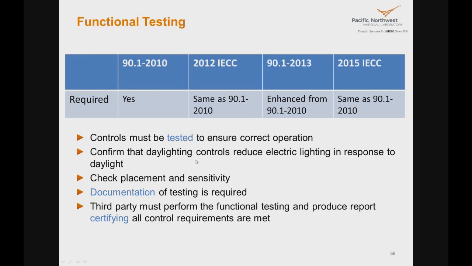It should be confirmed that the daylighting controls actually reduce electric lighting in response to daylight. Placement and sensitivity should be checked. The documentation of testing is required. In 2013, you're also required to put on your plans where the daylight areas are so that the code official can easily identify the daylight areas. And then there should also be third-party functional testing, and the third party must produce a report that certifies that all the control requirements were met. So these are some of the requirements under functional testing for daylighting control.